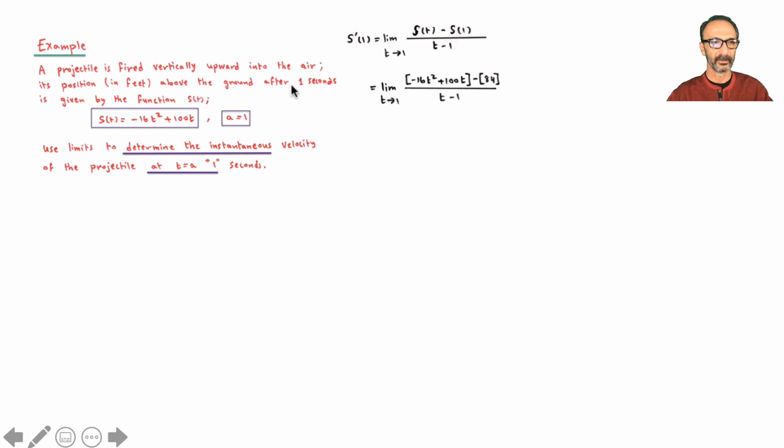s of 1, plug in 1: minus 16 times 1 squared, plus 100 times 1. Do the math, I get 84. Plug in t, it's the same thing, same look. Simplify. Take the brackets off. There are no numbers to cancel. That's all I have. Now we need to get rid of this. That was my advice in the previous example. How do you cancel this?